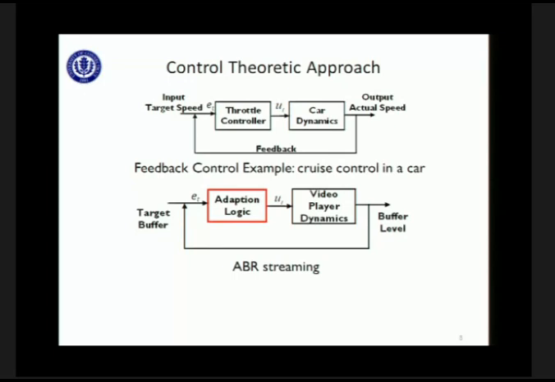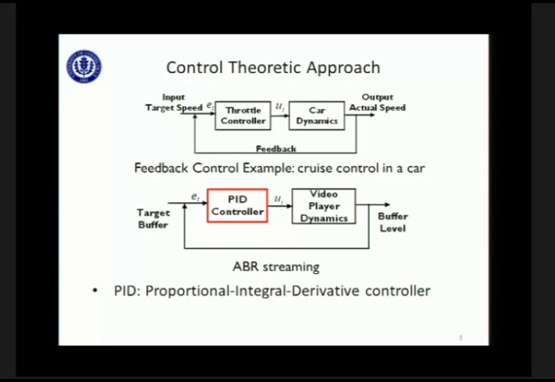It is basically the filling rate minus what you're using. And your adaptation logic uses the target buffer from the buffer level. And that adaptation logic is what we are saying is PID with some enhancements. So what is a PID controller?